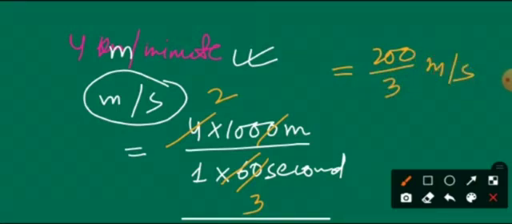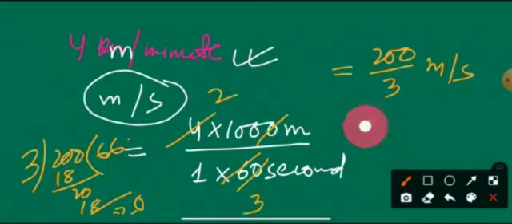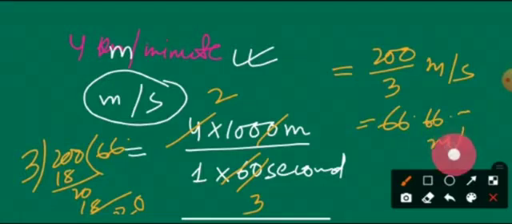Also we can divide this. If we divide, 2 sixes are 12, we find the remainder, then we can put a decimal point and it gives us 66.66 and so on meter per second. This is the answer of the given question if they ask in meter per second.